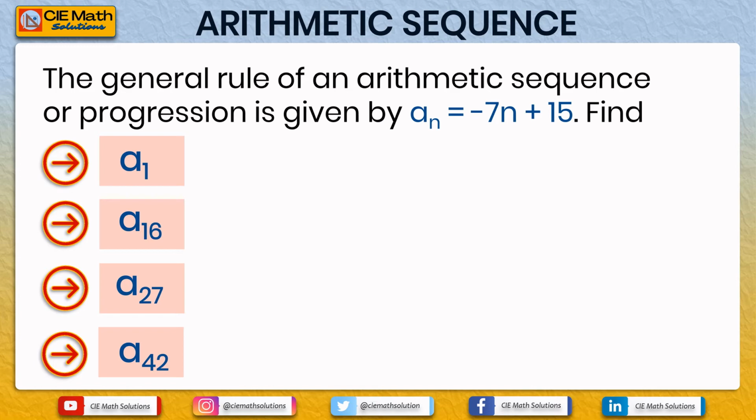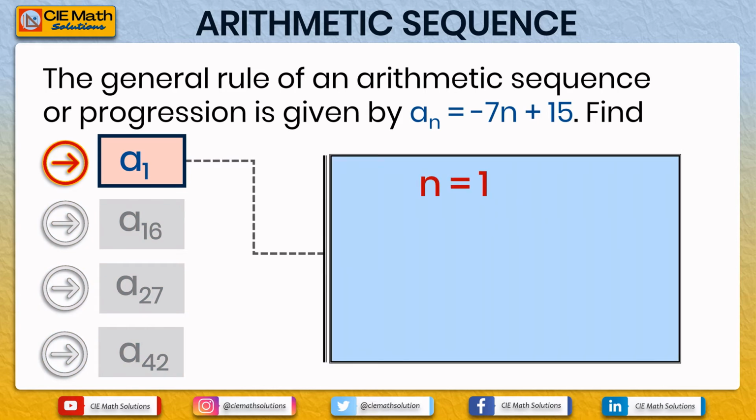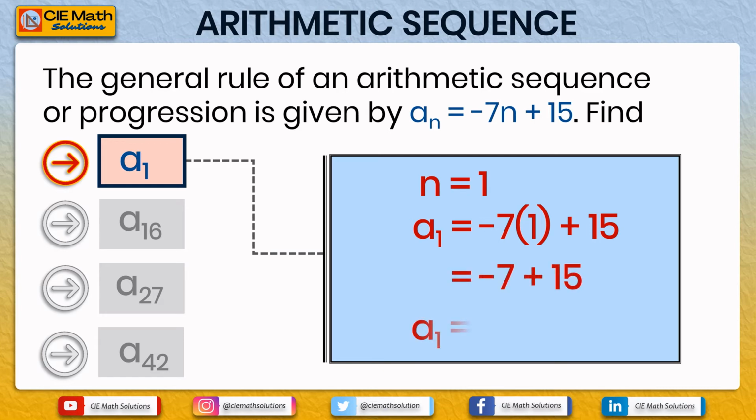Now let us verify the answers. For the first one, that is a_1, the value of n here will be equal to 1. Substituting 1 on the n in the general rule, a_1 then is negative 7 times 1 plus 15, which is equal to negative 7 plus 15. The first term then of the sequence is 8.